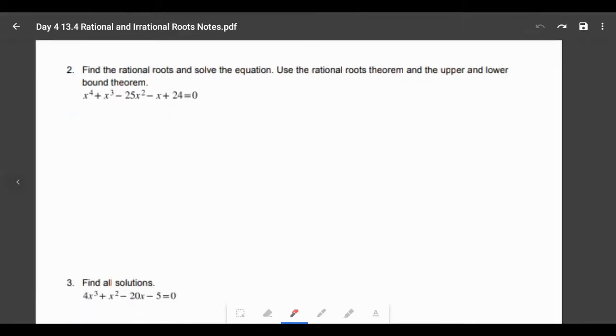We have find the rational roots and solve the equation. So when it says solve the equation, that means find all the roots.